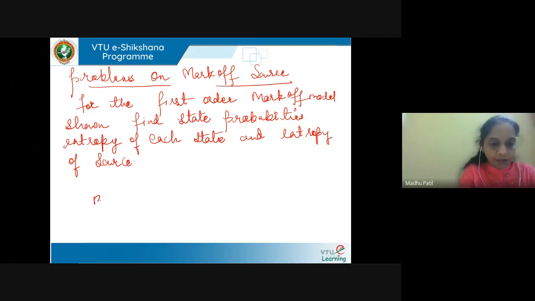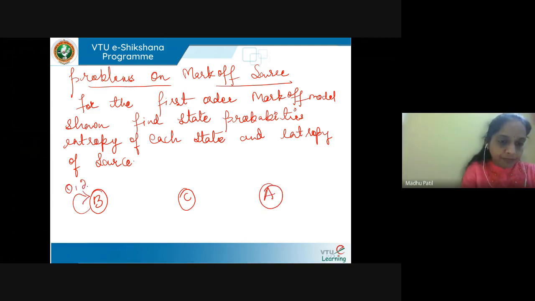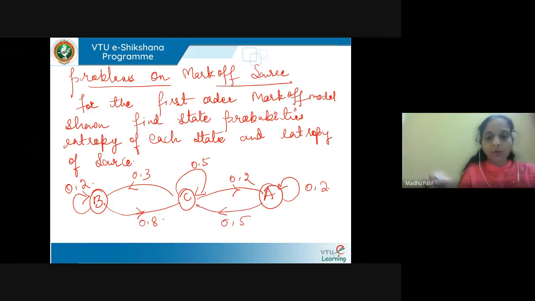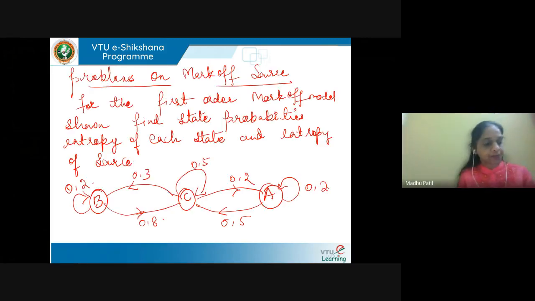Okay, let me write the state diagram. We have three states. This is the state diagram. Now, using the state diagram, I have to write the state equations. So let me write the state equations.